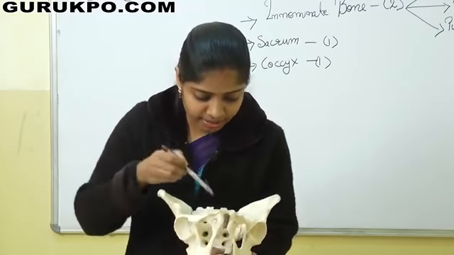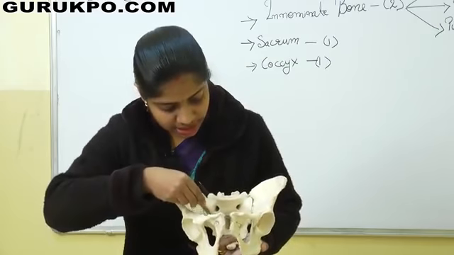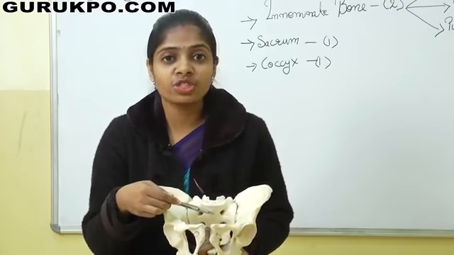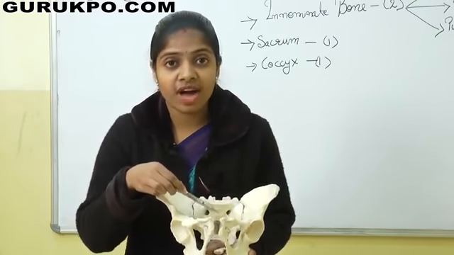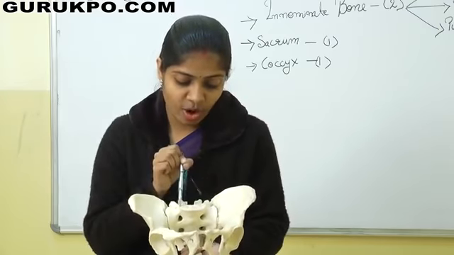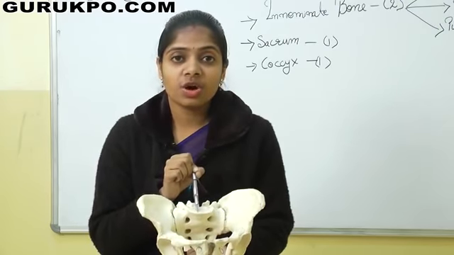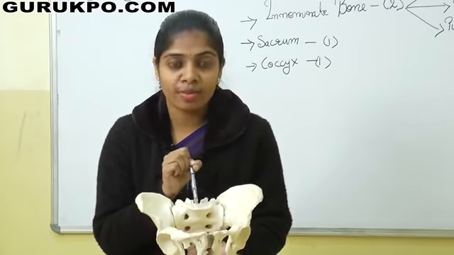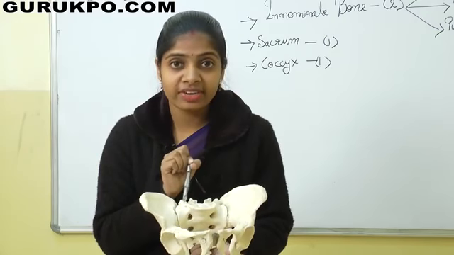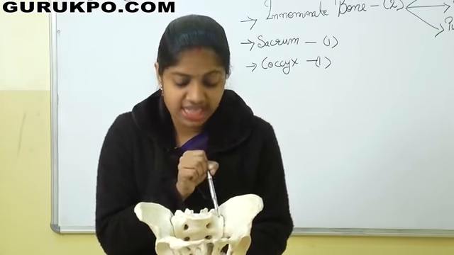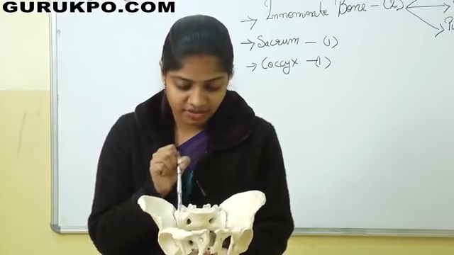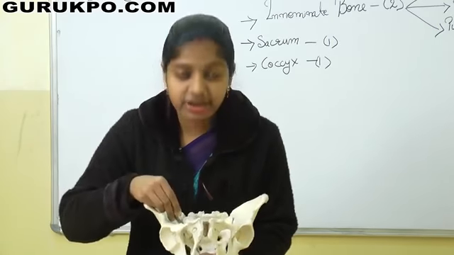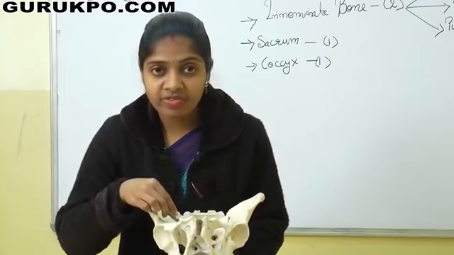Now coming to the sacrum. This is the sacrum, which is made up of 5 fused bones. There is one prominence in the sacrum, which is known as the sacral promontory. Lateral to this sacral promontory, a wing-like structure is present, known as the wings of the sacrum or ala. The sacrum is wedge shaped and made up of 5 fused bones.